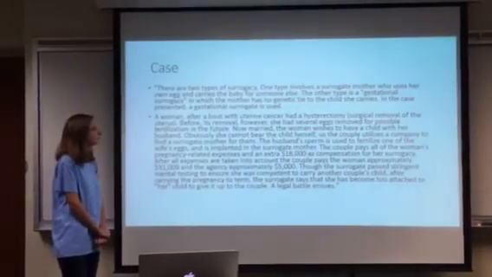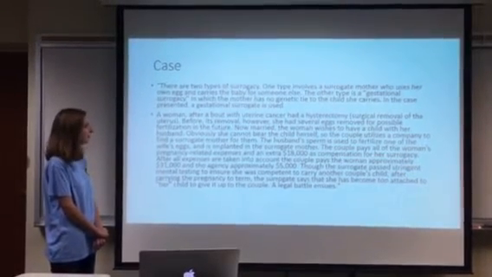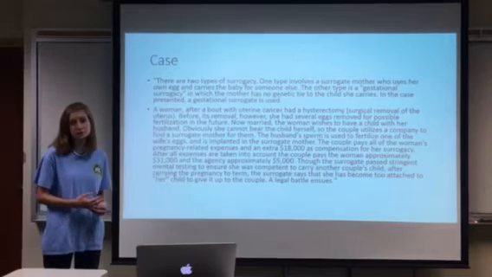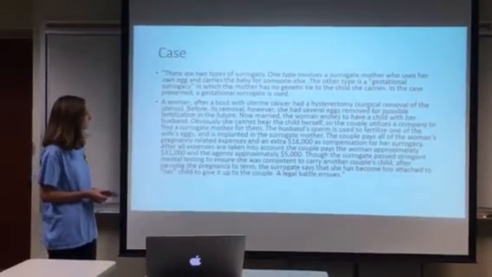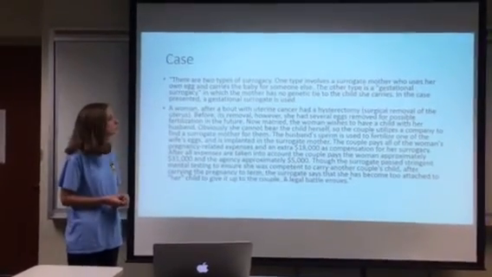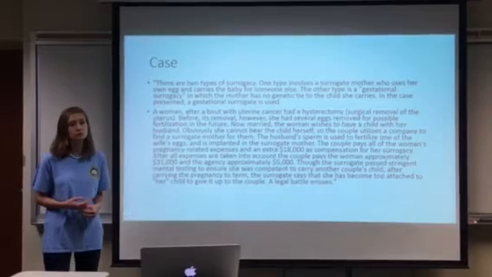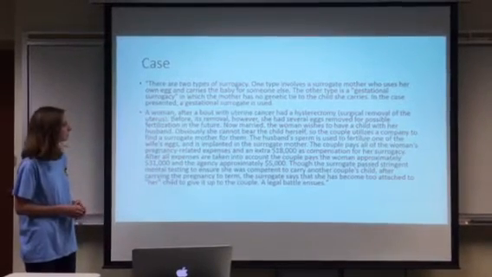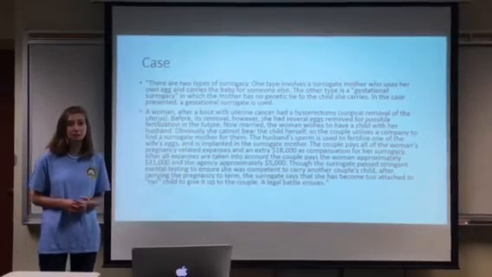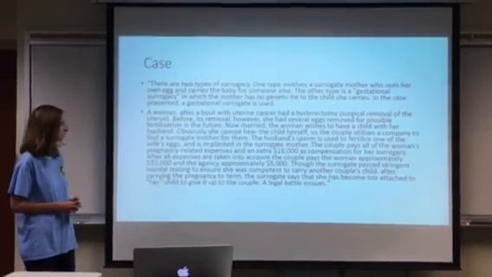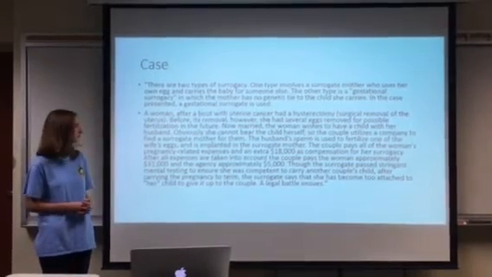There are two types of surrogacy. One type involves a surrogate mother who uses her own egg and carries the baby for someone else, traditional surrogacy. And our case, as Michaela said, is gestational surrogacy, in which the mother has no genetic tie to the child she carries. A woman, after a bout with uterine cancer, has had a hysterectomy, surgical removal of the uterus. Before its removal, however, she had several eggs removed for possible fertilization in the future. Now married, the woman wishes to have a child with her husband.